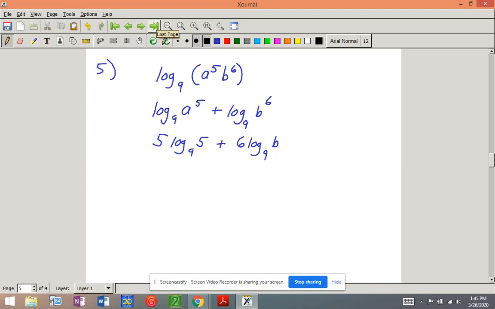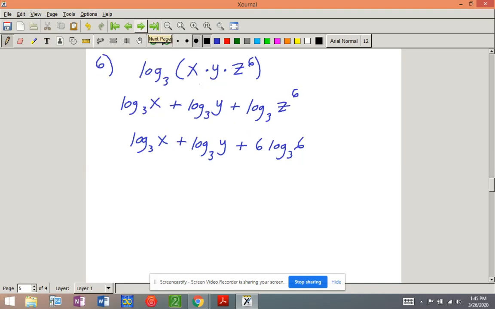Number 6 is very similar, except this time we have actually 3 factors in the anti-log. So we have log base 3 of x times y times z to the sixth. So this time when we expand, we're going to end up with 3 terms, each with their own log, which are added. So we're going to rewrite that as log base 3 of x plus log base 3 of y plus log base 3 of z to the sixth.